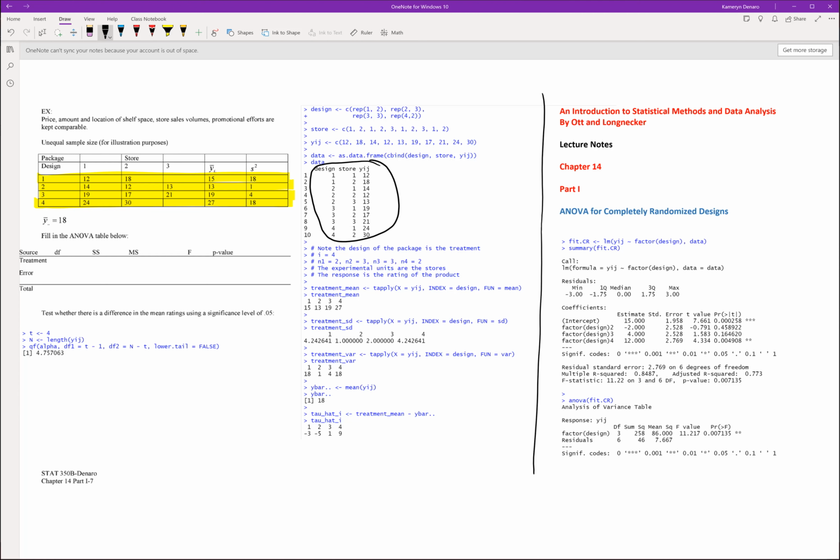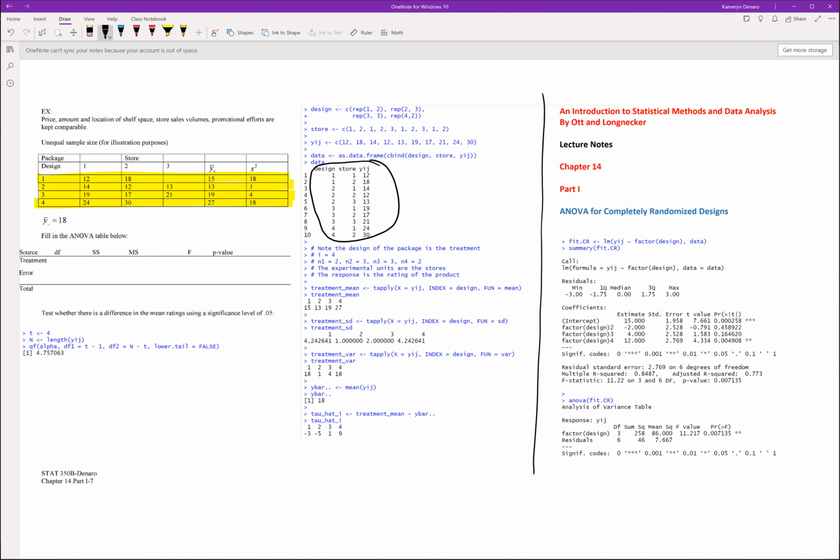for design i. So just as a quick note, the design of the package is the treatment. So t equals 4, and the experimental units are the actual stores. And n1 equals 2, n2 equals 3, n3 equals 3, and n4 equals 2. So first we could calculate the Y bar i dots.